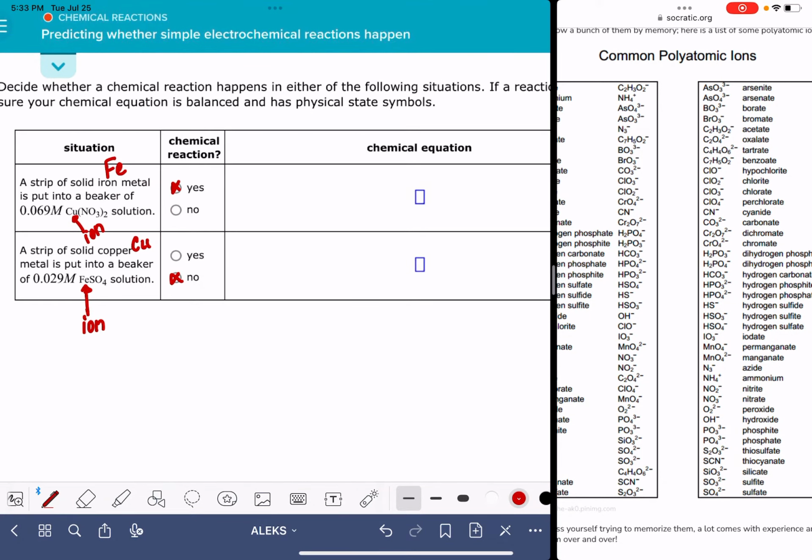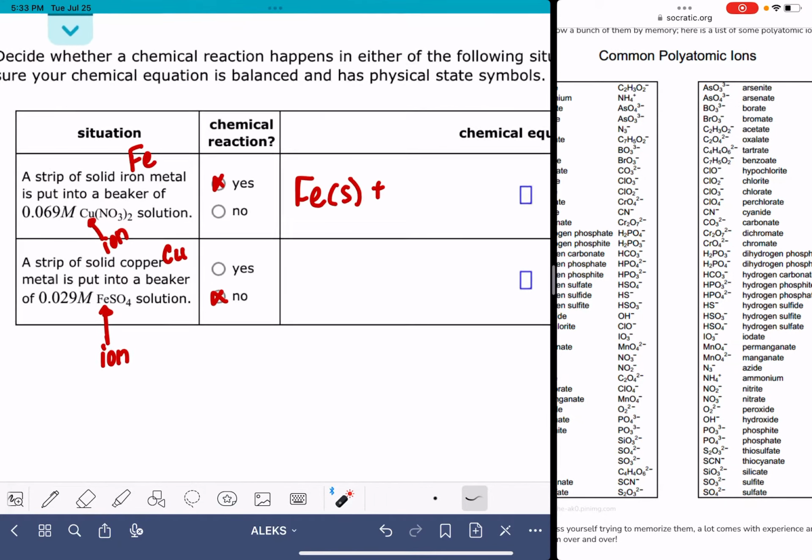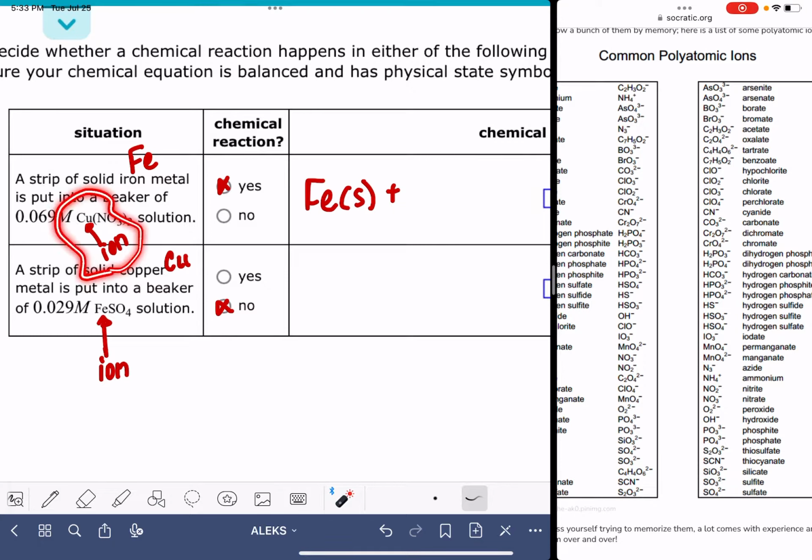If you decide that a chemical reaction is occurring, which we have here, that chemical reaction is going to take place between the solid metal. We're going to write that, and don't forget to include the state. It's a solid. And it is going to be reacting not with this whole entire ionic compound, but just the metal ion. So I know that my metal is copper, and I need to know the charge on that copper ion in order to get this ALEKS problem correct.